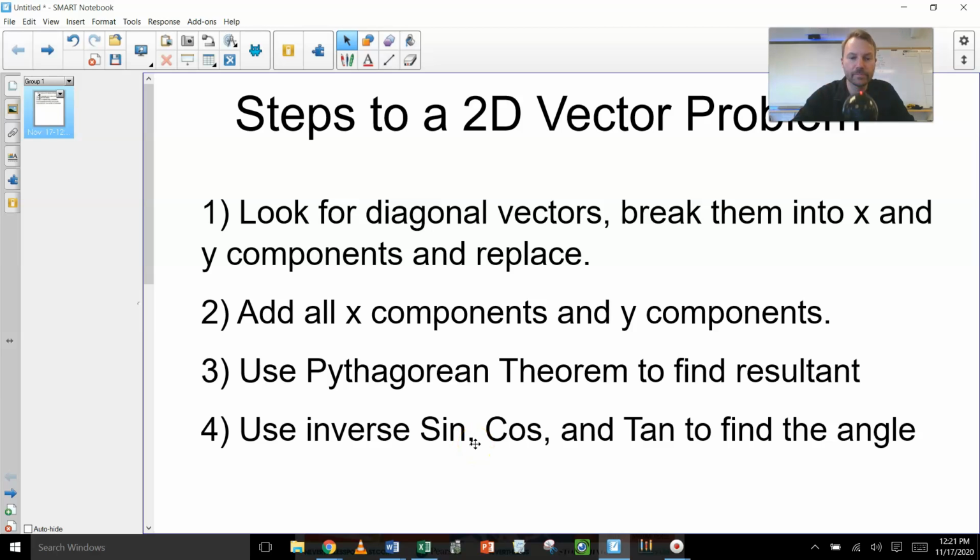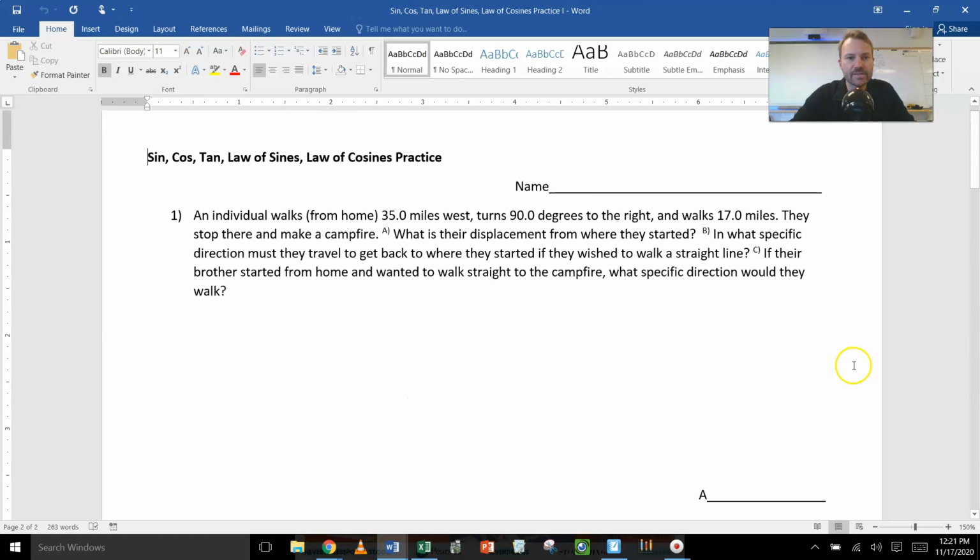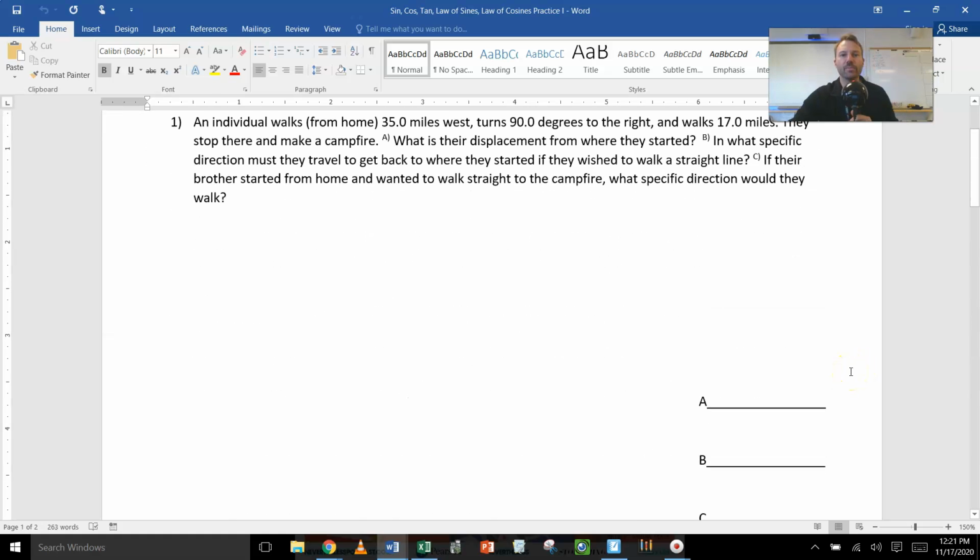So let's get started. So here's the first question up here. It says, an individual walks from home. They walk 35 miles west, turn 90 degrees to the right, walk 17 miles. They stop there and make a campfire. A, what's their displacement? B, in what direction do they have to go if they want to walk home? And C, if their brother was at home and they wanted to walk to the person, what specific direction do they want to walk?